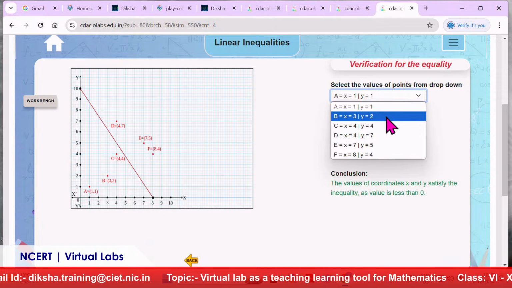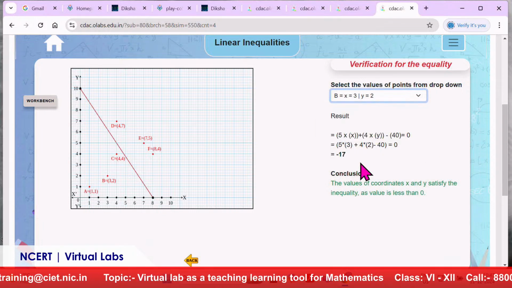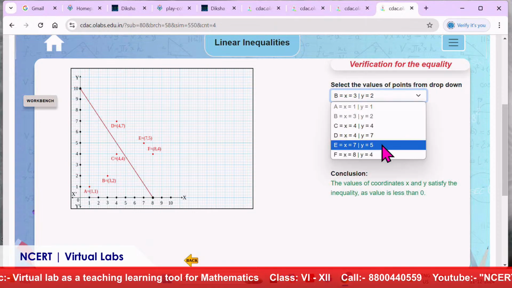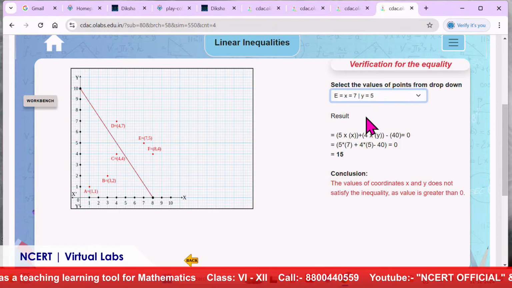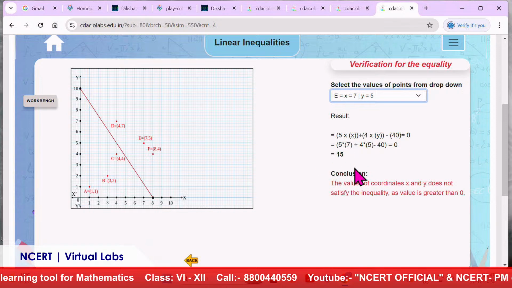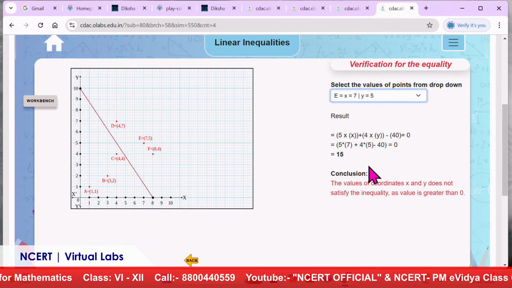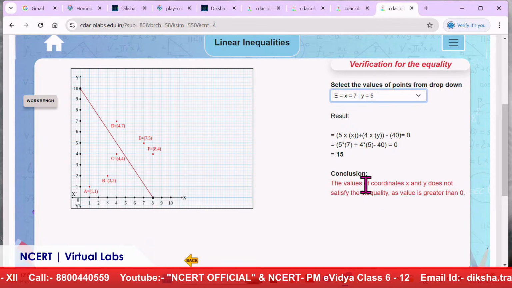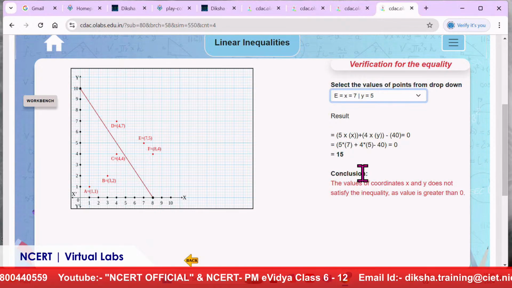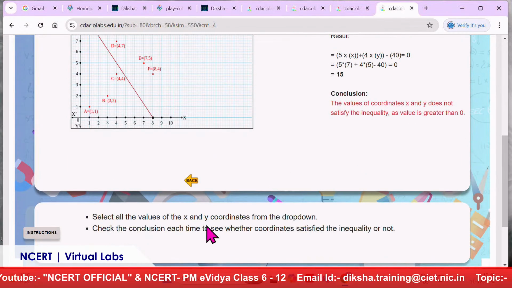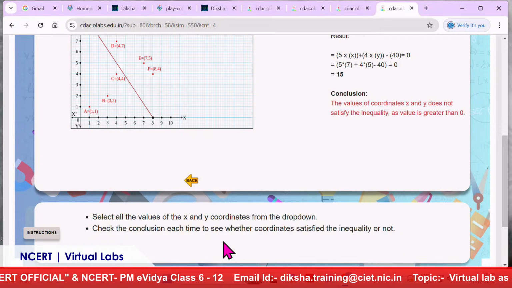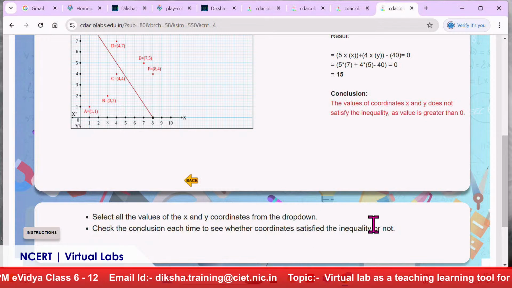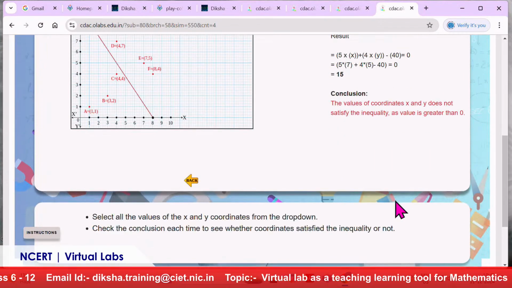Now next point, so they can give their responses here. In the next point we will get the result minus 17, which is also less than 0. And I am putting one more point here, which is point E. And what result are we getting here? We are getting 15, which does not satisfy the inequality, because the inequality says that the value should be less than 0, but it is greater than 0. So here you can select all the values of the x and y coordinates from the drop down, and you can check the conclusion each time to see whether the coordinates satisfy the inequality or not.